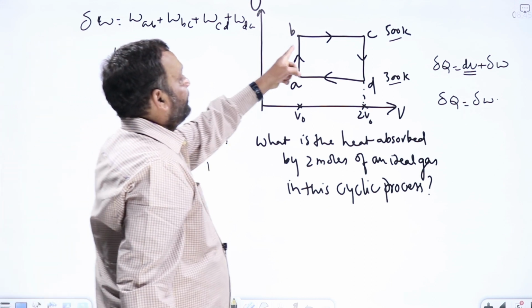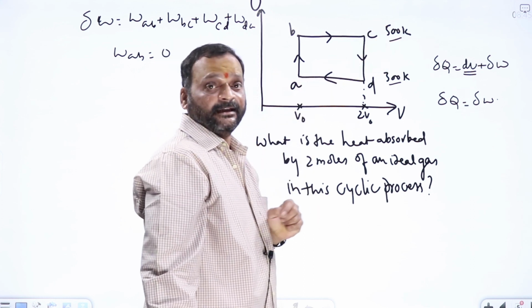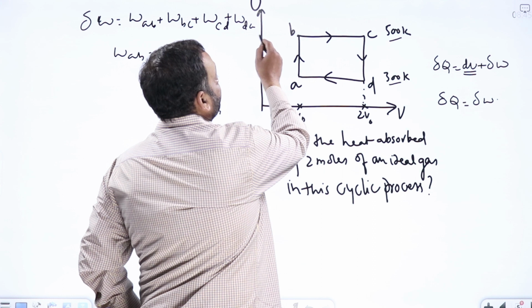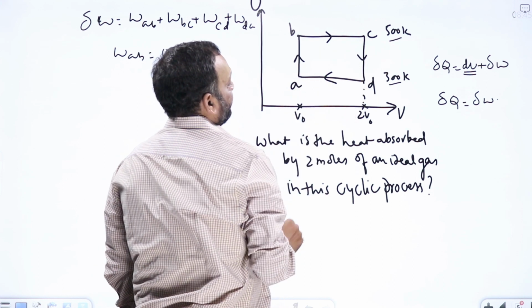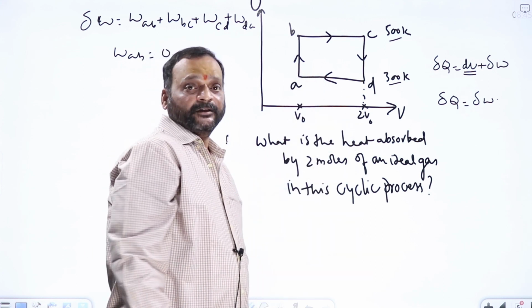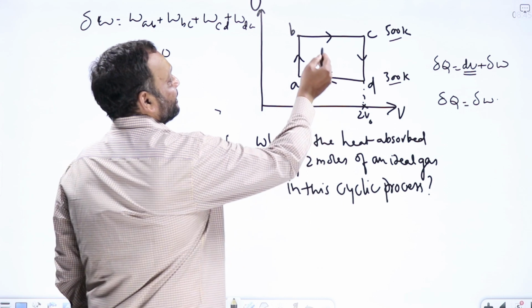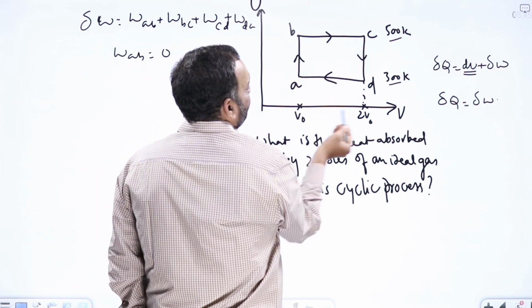Now in W_BC, what is happening? W_BC is occurring at a constant temperature of 500 Kelvin. Because temperature is constant, internal energy will remain constant. Volume is increasing from V0 to 2V0. So we can consider this as an isothermal process from B to C, where volume is increasing from V0 to 2V0.